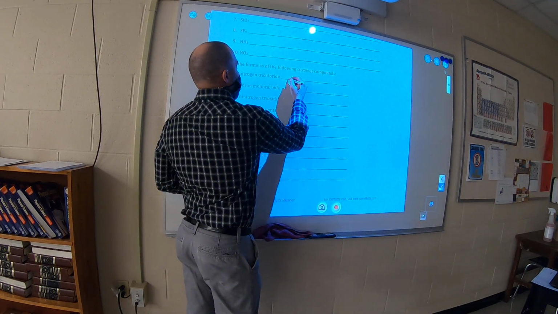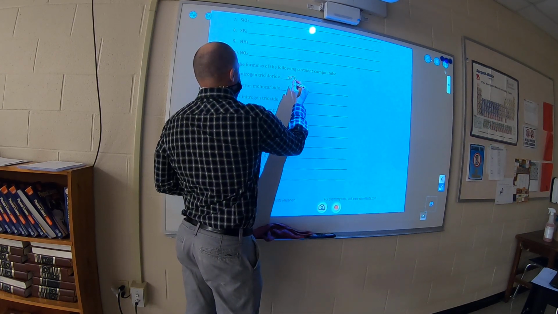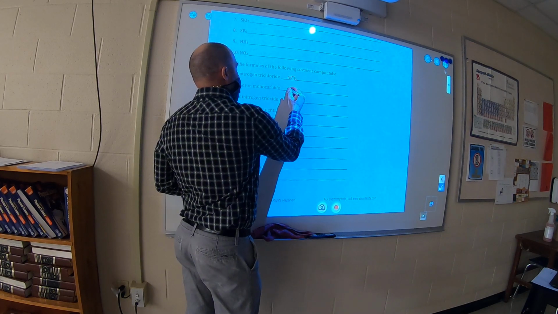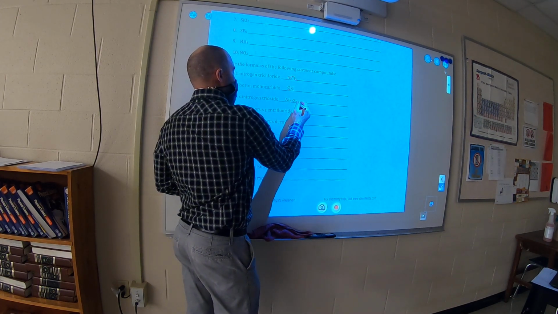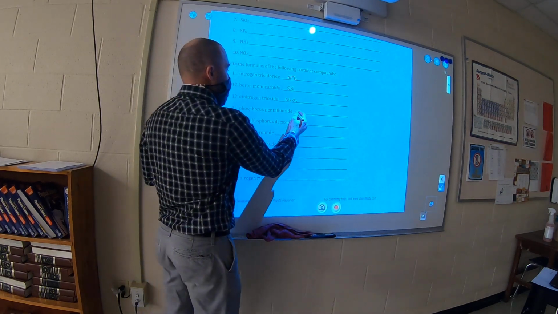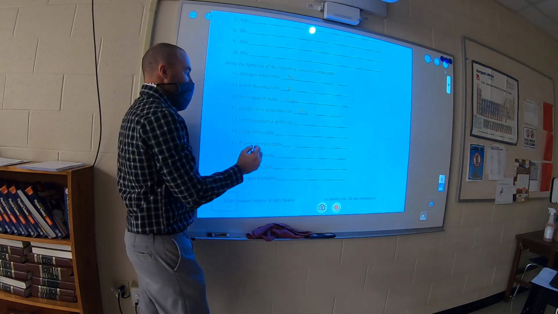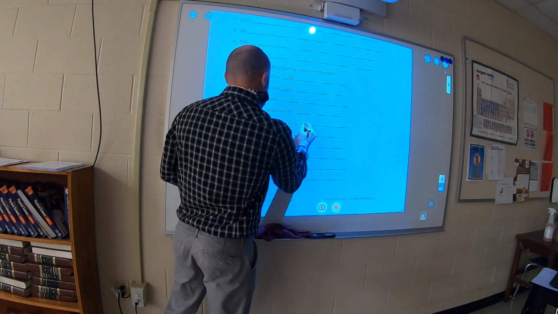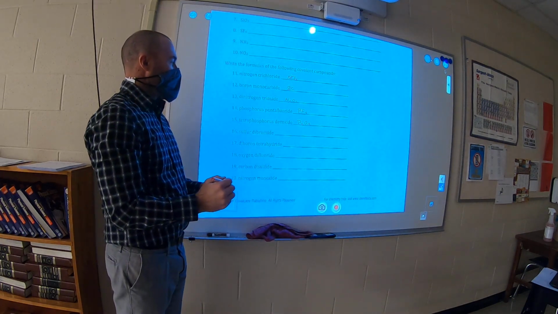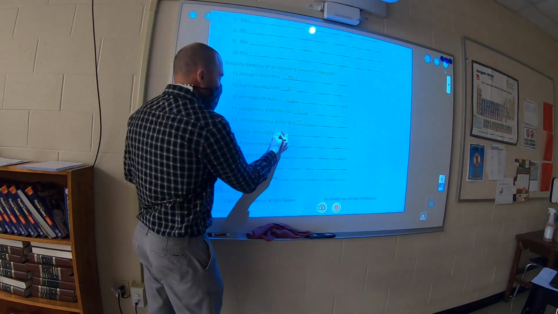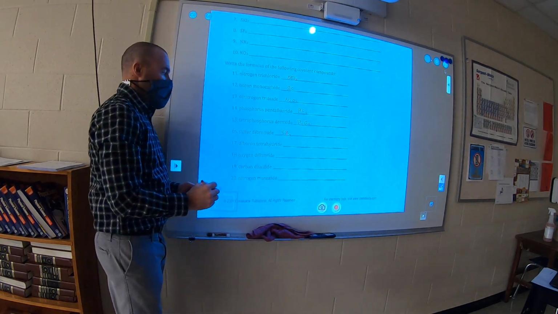So nitrogen trichloride is NCl3. Boron monocarbide is just BC. N2O3 is dinitrogen trioxide. PF5 is phosphorus pentafluoride. P4O10 is tetraphosphorus decoxide. Sulfur dibromide is SBr2.